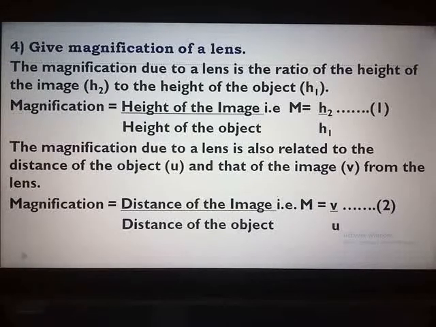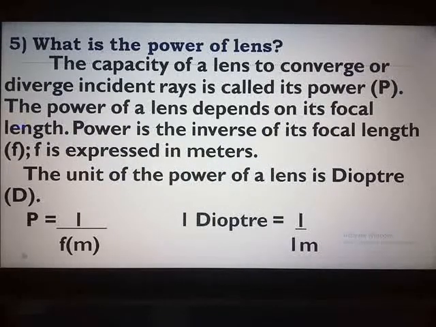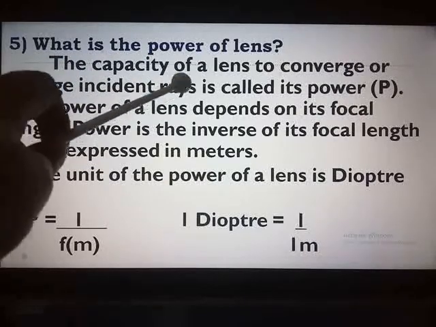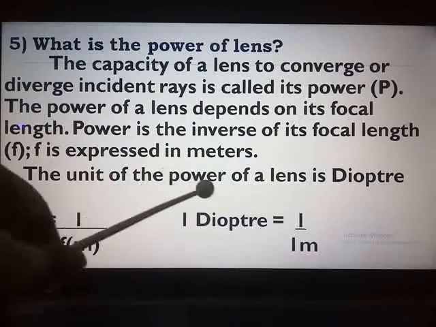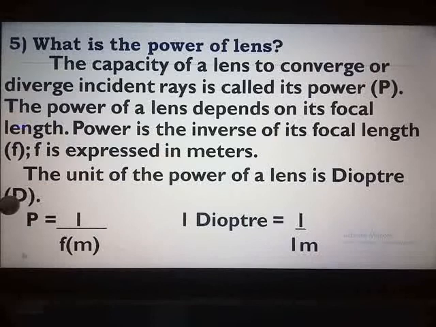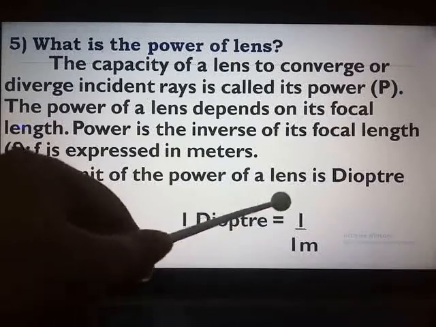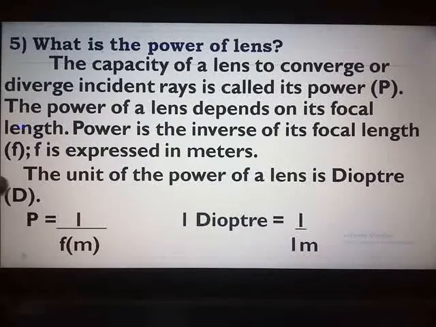The next additional question lies on the same page, page number 85. What is the power of lens? Here also remember the formula. No need of writing everything in the notebook. The capacity of a lens to converge or diverge incident rays is called its power, denoted by capital P. The unit of power of a lens is diopter, capital D. P is equal to 1 upon small f, that is focal length in meter. So 1 diopter is equal to 1 upon 1 meter. Remember this formula and the unit.